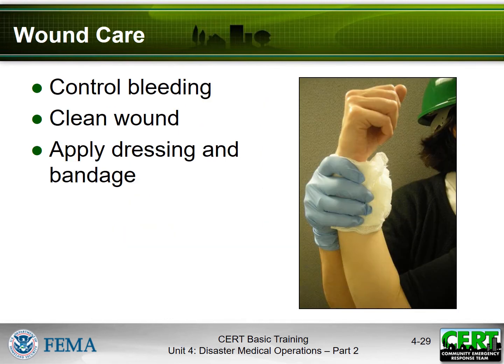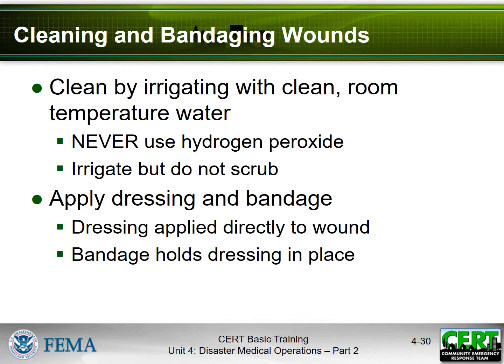Wound care. The biggest thing we want to do for wound care is control bleeding, clean the wound, and apply dressings and bandages. Clean by irrigating with clean room temperature water. Never use hydrogen peroxide. Irrigate, but do not scrub. Once you clean the area, apply dressings and bandages. Dressings are applied directly to the wound, preferably sterile, and a bandage holds the dressing in place. That will be on a test question.